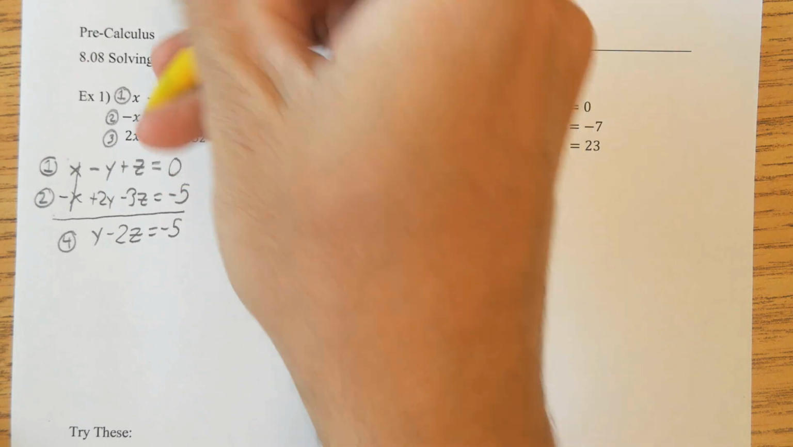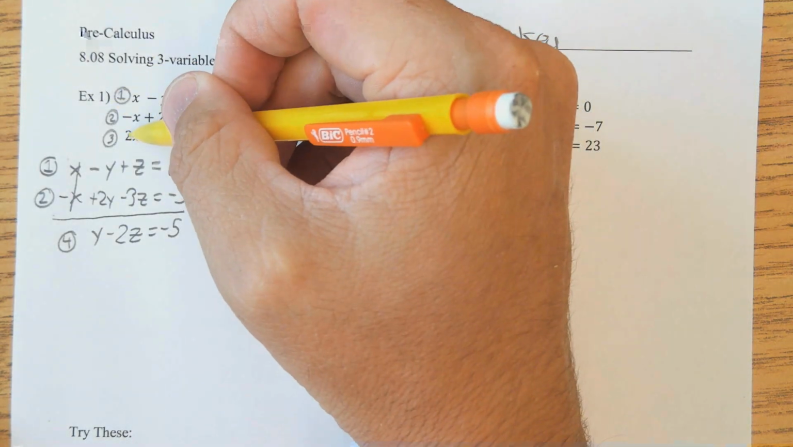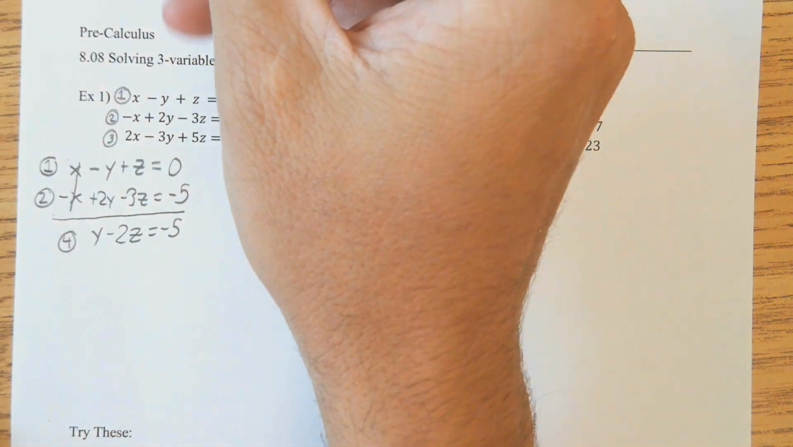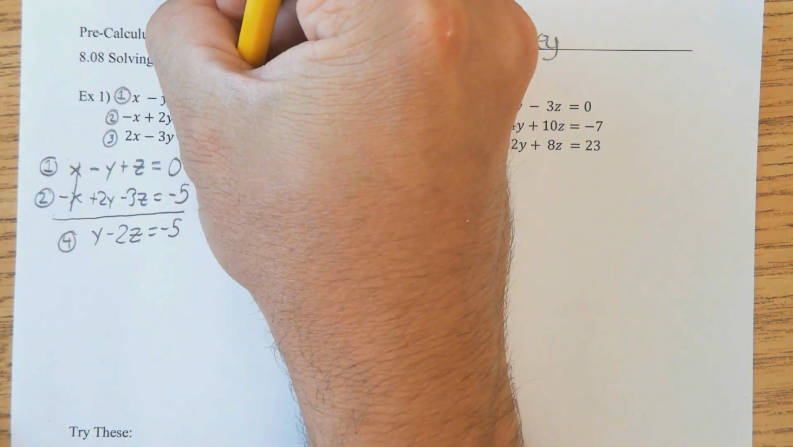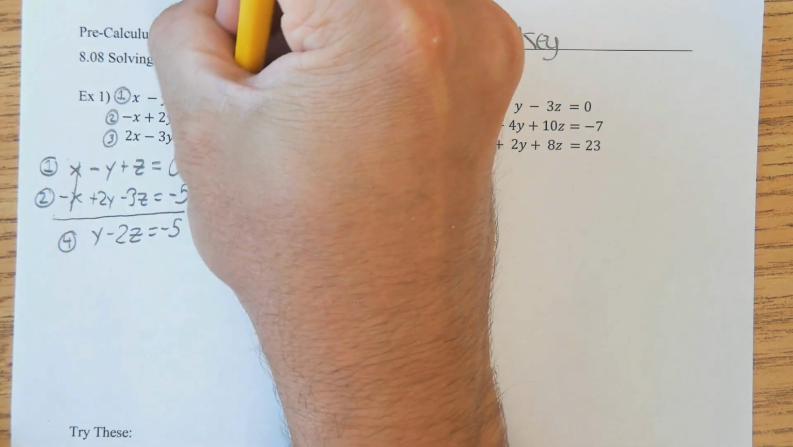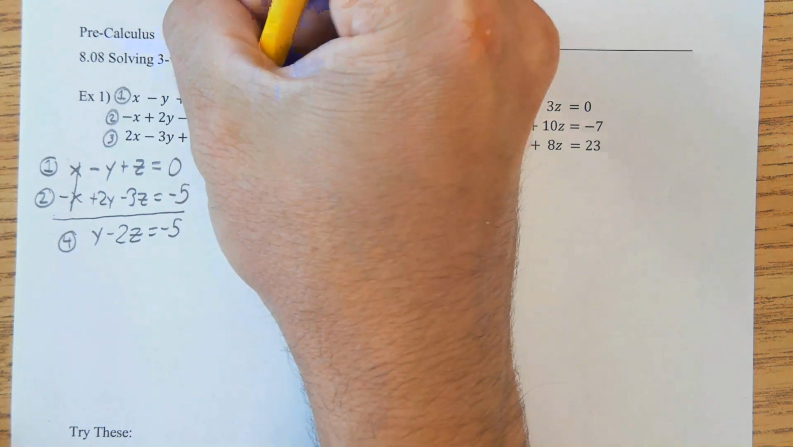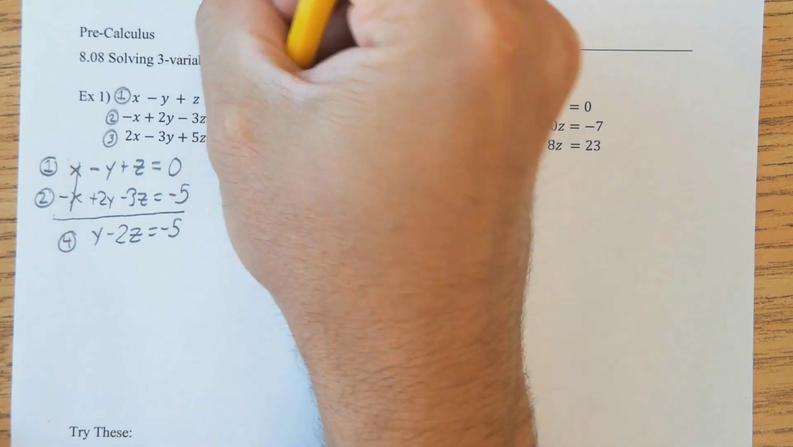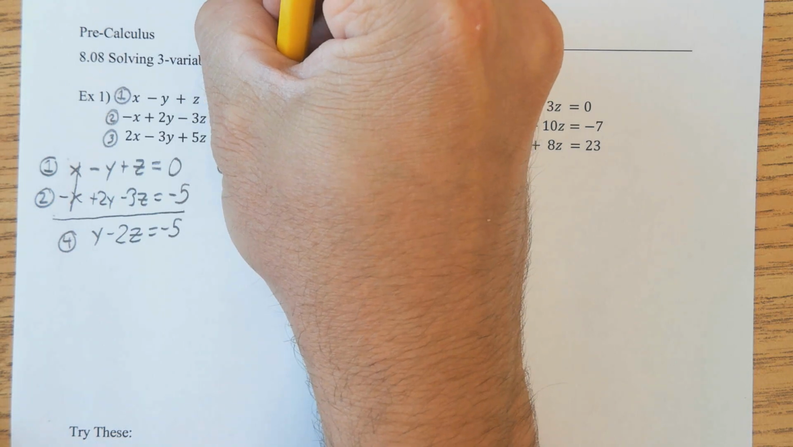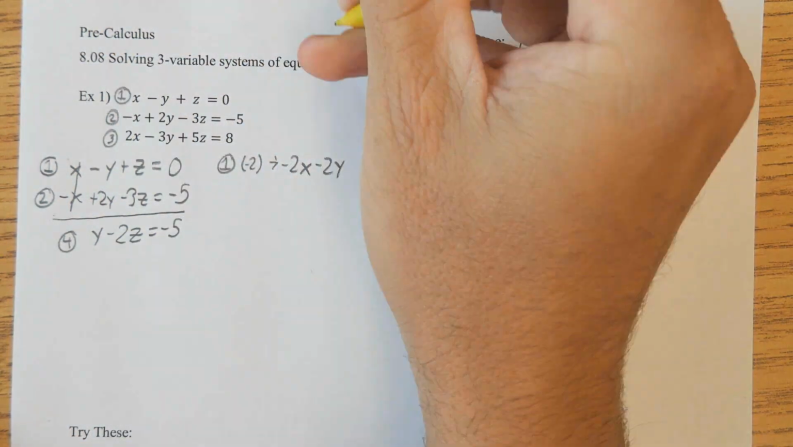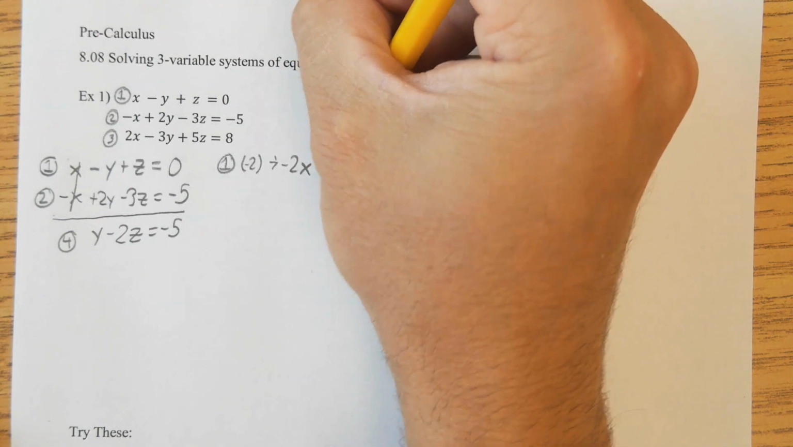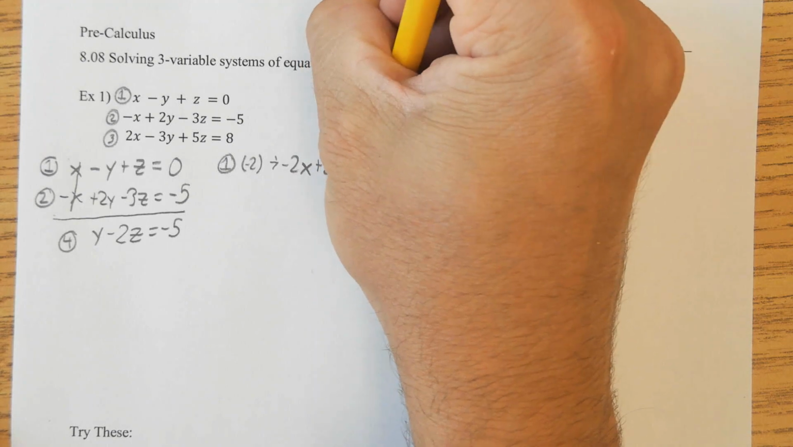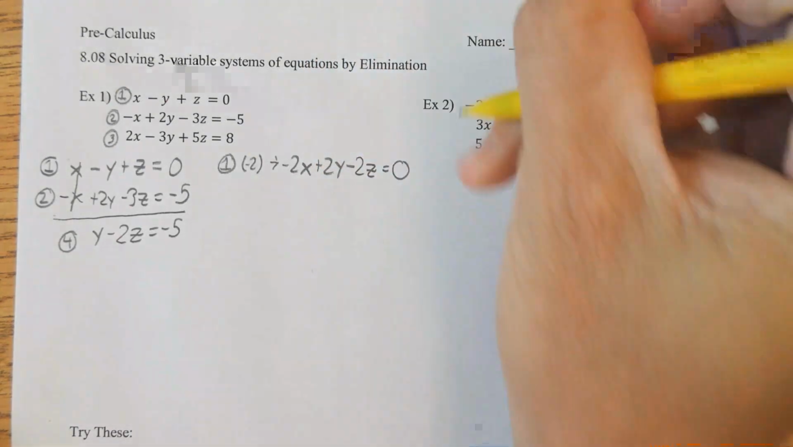Now I was able to cancel the x's out with 1 and 2, but I still have x here in equation 3, so I can take either 1 or 2 and cancel the x that way as well. We'll use equation 1, and I'm going to multiply everything by negative 2. So that's going to be negative 2x plus 2y minus 2z equals 0.